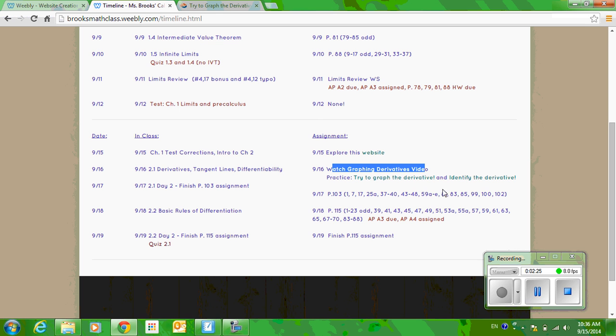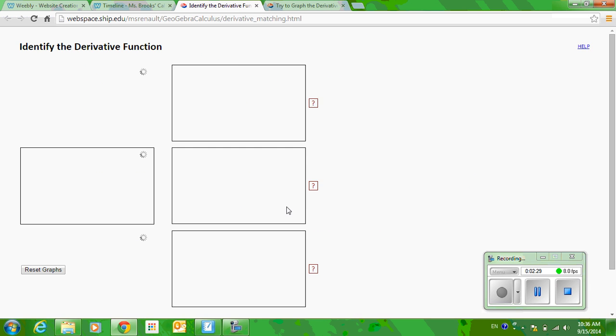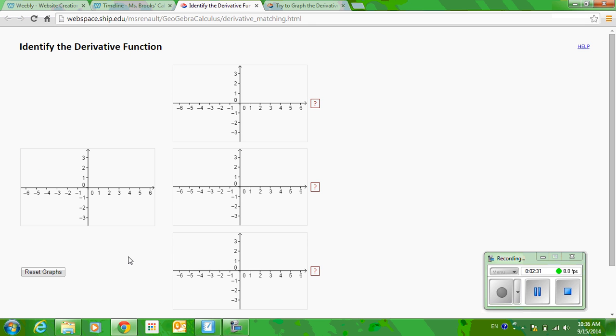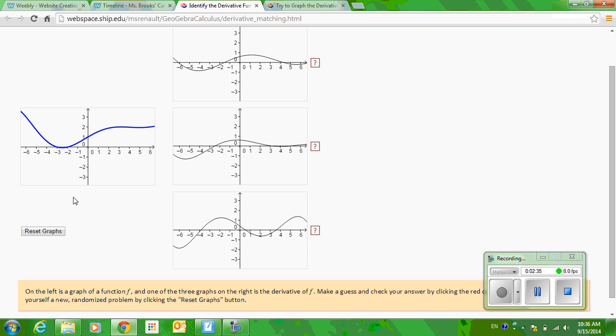The other website is about identifying the derivative. All right, and so this time you're not having to draw it, so you think it's going to be easier, but it's not quite. But you have a graph here. Again, I would look at the graph and identify the maxes and mins. That's where the derivative should be 0. Okay, here we should have 0.